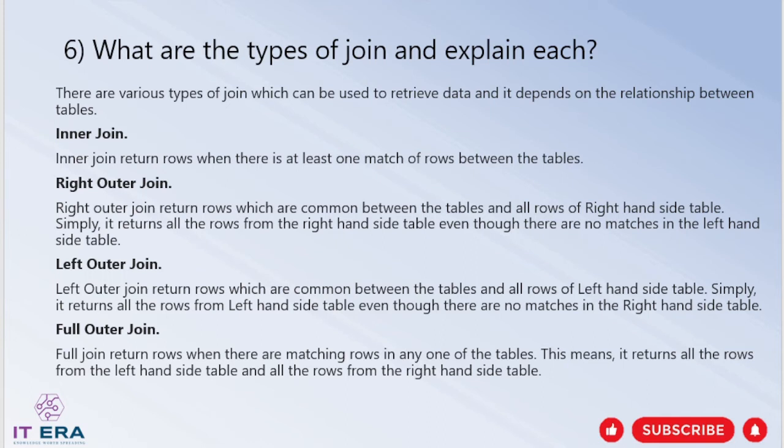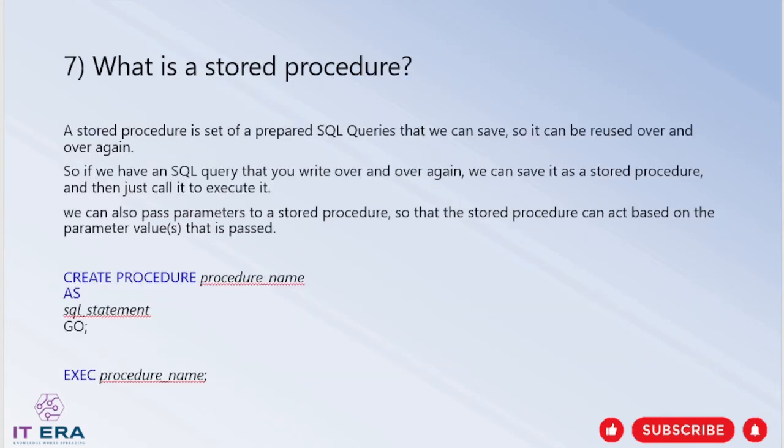Full outer join returns all rows when there are matching rows in any of the tables. This means it returns all rows from the left hand side table also and all rows from the right hand side table also. Okay, for this, let's move to the next question. That is, what is store procedure?